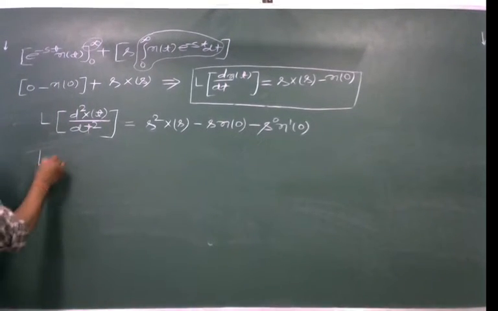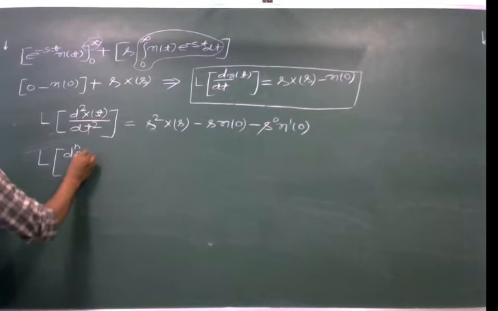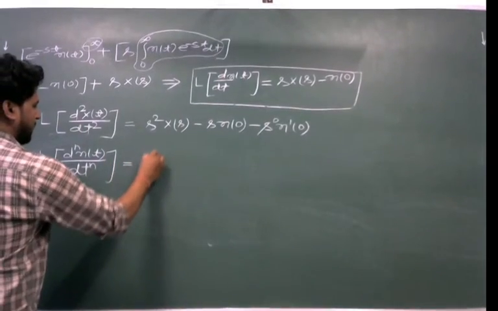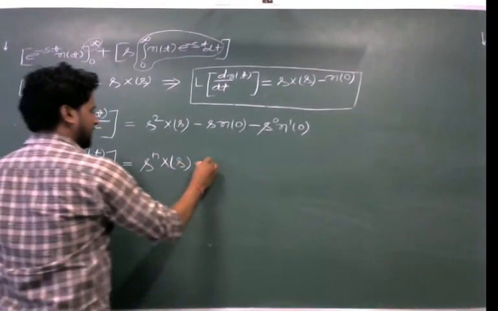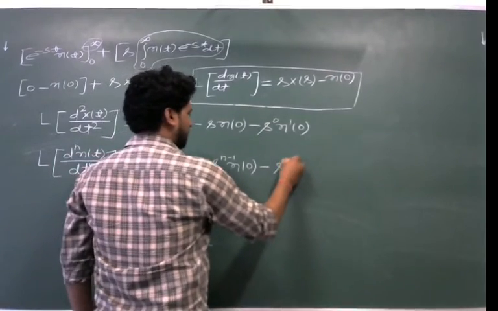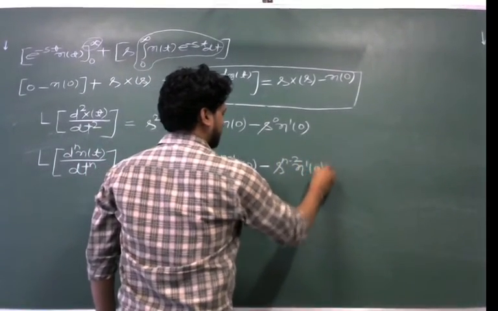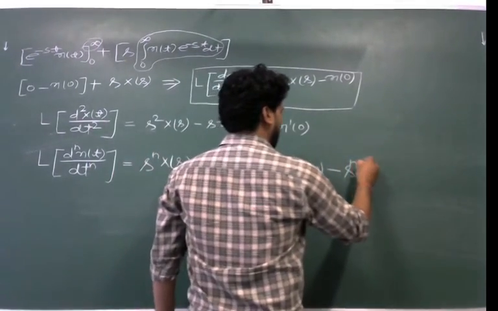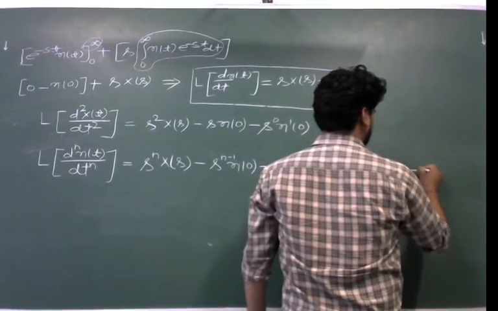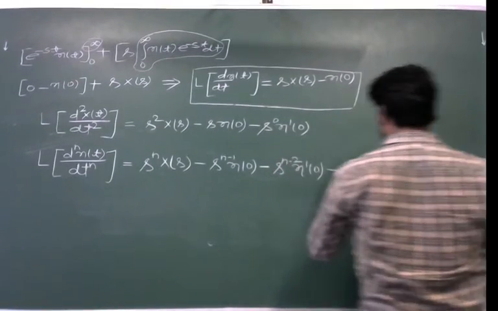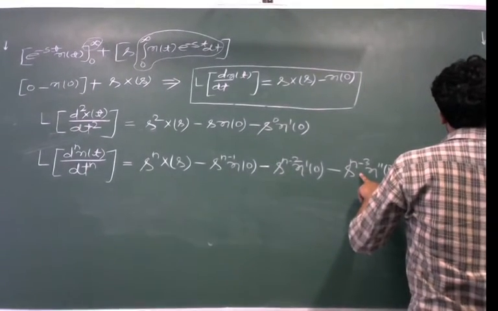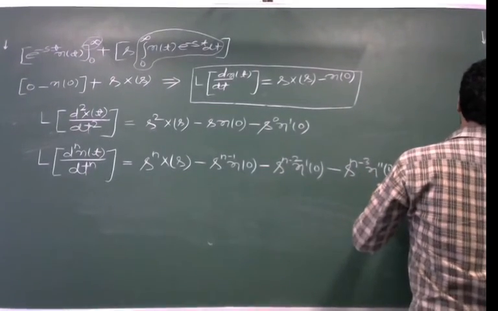Similarly, if the signal is differentiated n times, d power n x(t) by dt power n, then this will be equal to s power n X(s) minus s power n minus 1 x(0) minus s power n minus 2 x dash 0 minus s power n minus 3 x double dash 0 minus and so on. The last term will be s power n minus n, meaning s power 0, times the differentiation of x, n minus 1 times, at 0.